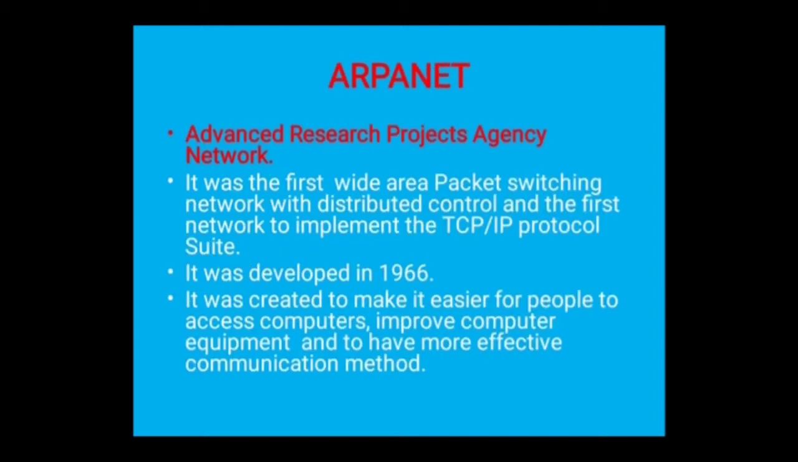What is the full form of ARPANET? ARPANET is the very first network created by the US in 1966 for their military operations. That's why they used ARPANET. The full form of ARPANET is Advanced Research Project Agency Network. It's the first network which used the TCP/IP protocol to distribute the data.